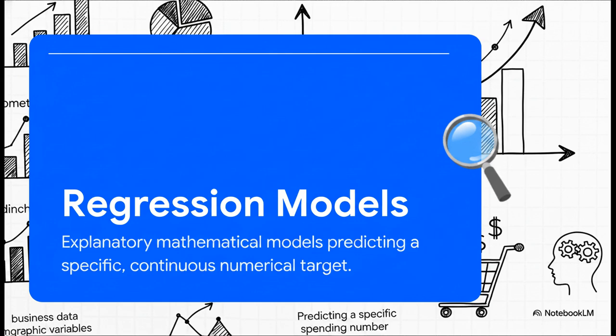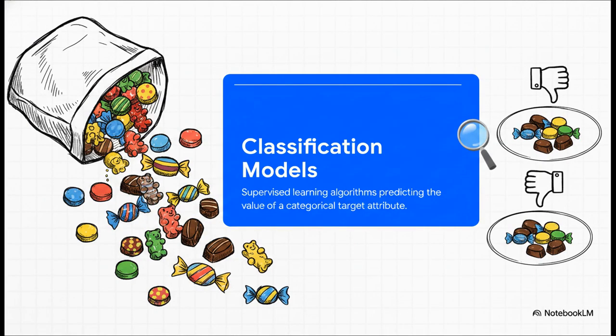For example, you might use a regression model to forecast exactly how much a specific customer is going to spend next month based on their demographics and their past buying habits. Simple, right? Then we have our second major tool, which is a classification model. These are supervised learning algorithms that predict the value of a categorical target attribute for future examples. If regression is predicting a number, think of classification as sorting a huge mixed bag of candy into distinct piles. You're putting things into distinct categories.